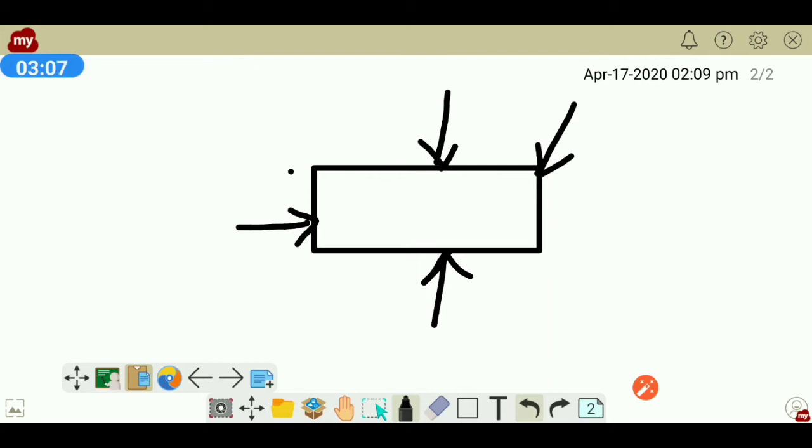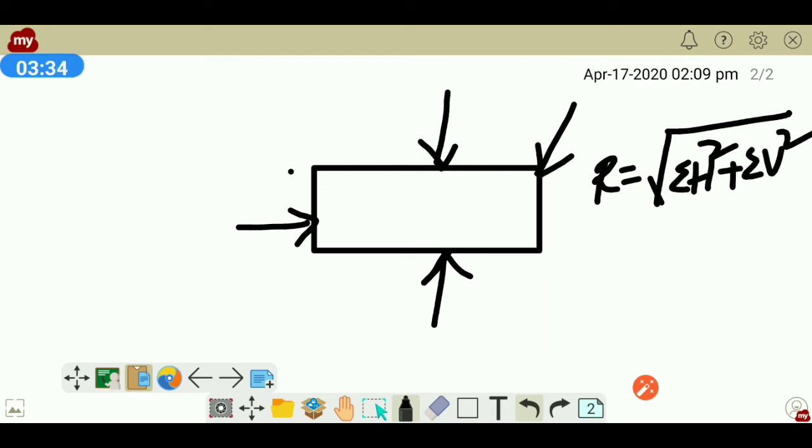In order to find the resultant for these many forces, we have used a process where we resolved the forces which are inclined into two components, and we took forces directly which are horizontal or directly vertical, and we derived one formula: R equals the square root of sigma H squared, which is the summation of all the horizontal forces squared, plus sigma V squared, the summation of all the vertical forces squared.